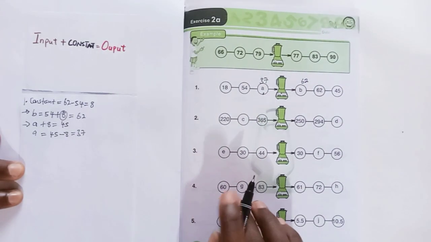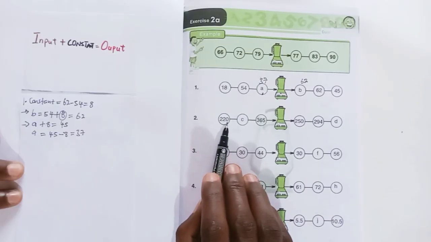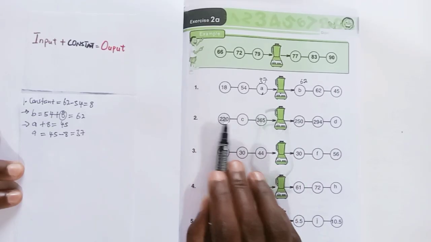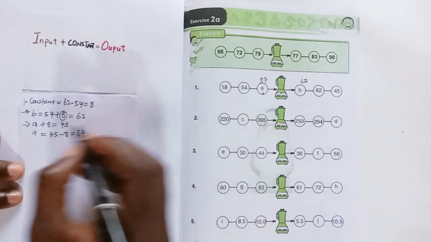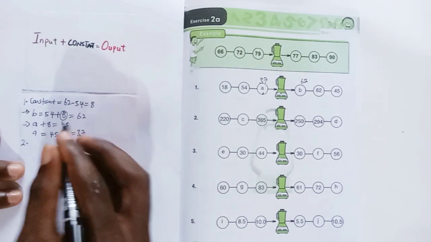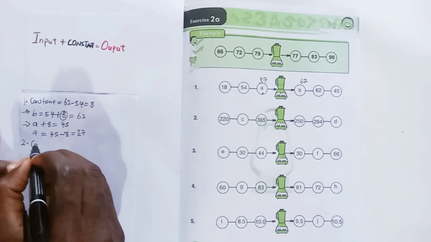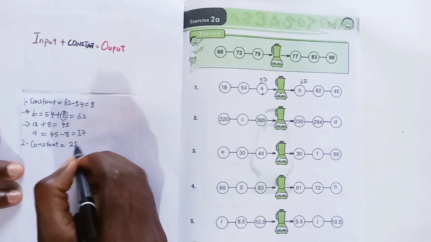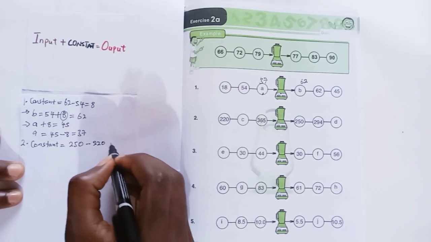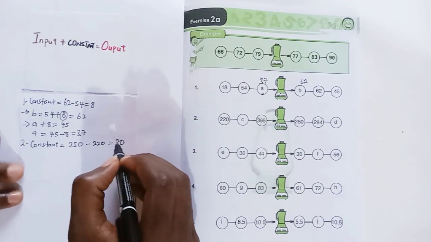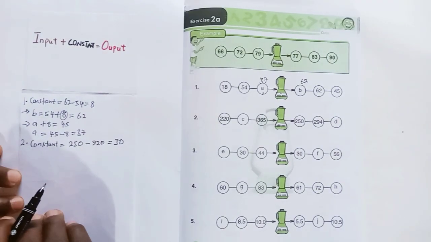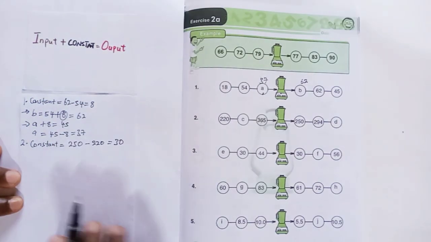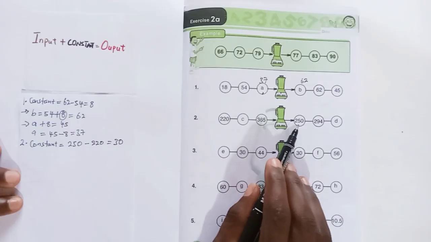All right, let's do the second one. In the second one we've got values in the first and first. We'll subtract them just as we did in the first case to get our constant. For each question, we're going to have a separate constant. So our constant here will be equal to 250 minus 220, which is equal to 30. That means we'll be adding 30 to our inputs to get our output. So 220 plus 30 is 250.